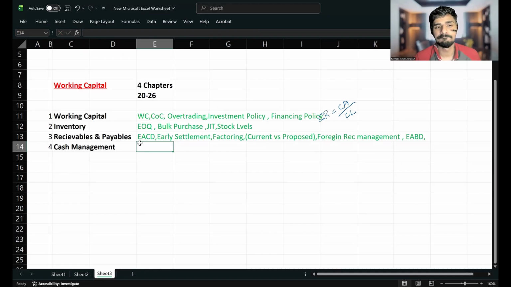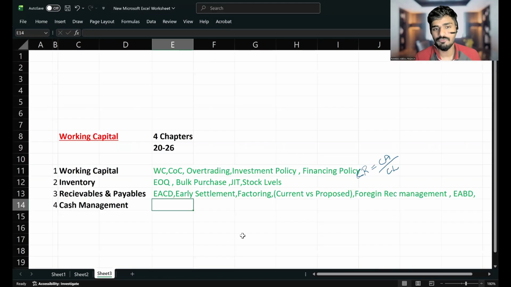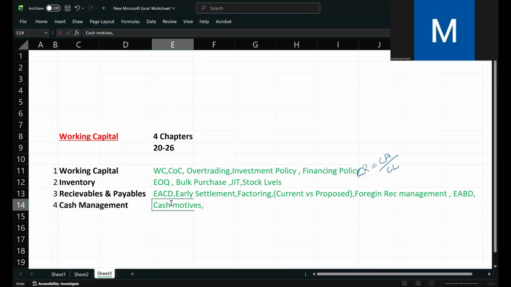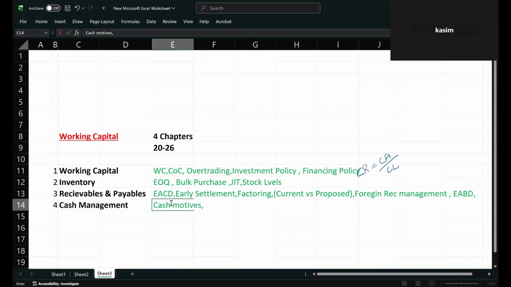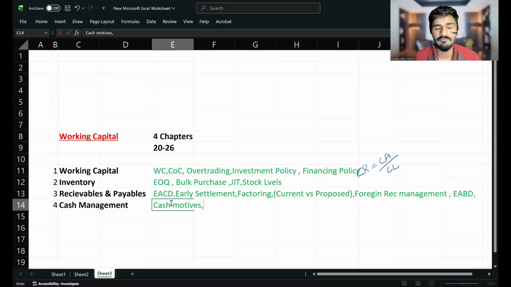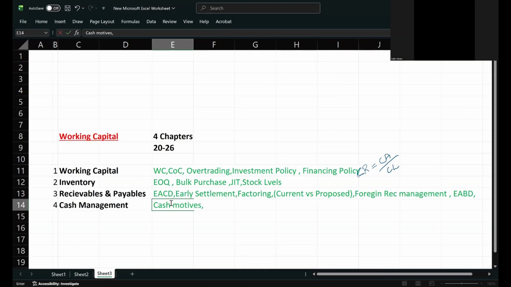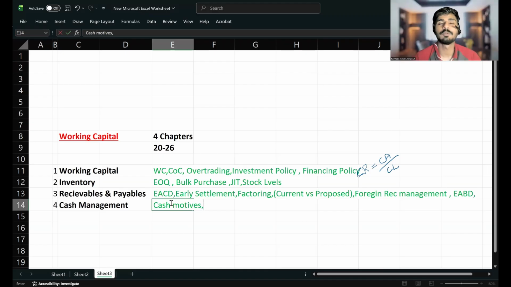Okay, and then cash management. Here you have to learn about the cash motives. What are the motives for which we hold cash? Why should we hold cash? What are the reasons for holding cash? Daily expenses, day-to-day expenses, I can tell you, it's the transaction motive. For transactions, we need cash, right? Then financing, for financing we need cash. Financing motive. Investment motive. For investing, we need cash. Then precautionary. As a precaution, we need to hold cash. So those are the cash motives. So you have to learn what the cash motives are and what situations require you to hold cash.